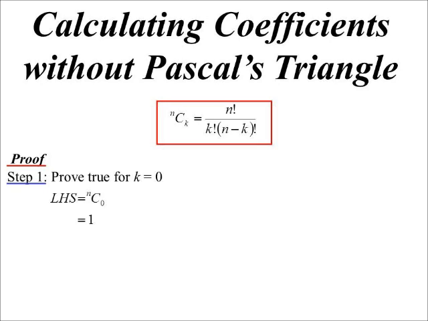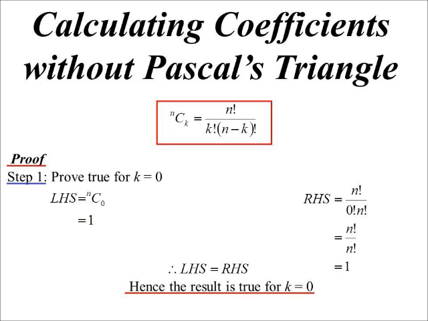Left-hand side, nC0 is equal to 1. That was our definition. The right-hand side, we get n factorial over 0 factorial, n factorial. But also, remember, we've defined 0 factorial to always be 1. So we get n factorial over n factorial, which is 1. So yes, left-hand side does equal the right-hand side. So it's true for our first case.